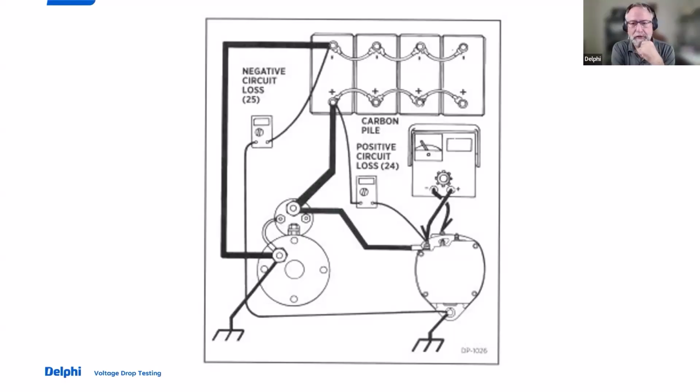When we draw that electric current, notice that we're also simultaneously measuring positive circuit loss or voltage drop, and negative circuit loss or voltage drop. And we're confirming that the cables and connections running between the battery and the starter and alternator both are adequate to do the job that we need done.